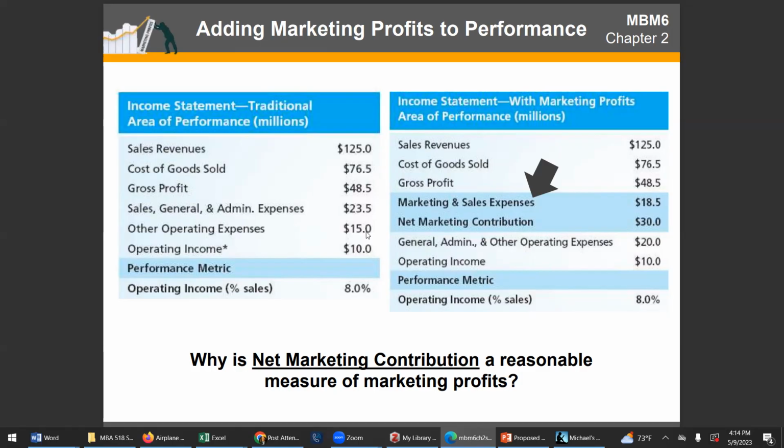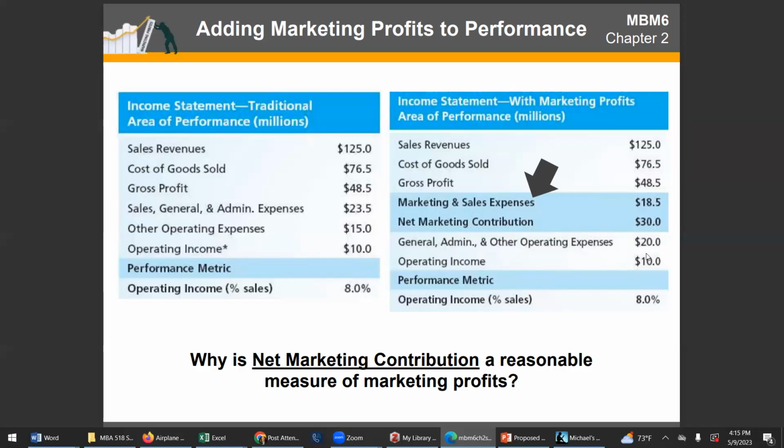Okay. Now, what we want to be able to appreciate here is if we tease out marketing and sales expenses, out of the 23.5 and the 15, we're going to tease out marketing and sales, and we're going to say, okay, that's 18.5. I can identify marketing and sales expenses at 18.5. But if I know that my total is 38.5, I'm going to take 38.5, subtract 18.5. And by definition, I'm going to have, for general, administrative, and other expenses, 20.